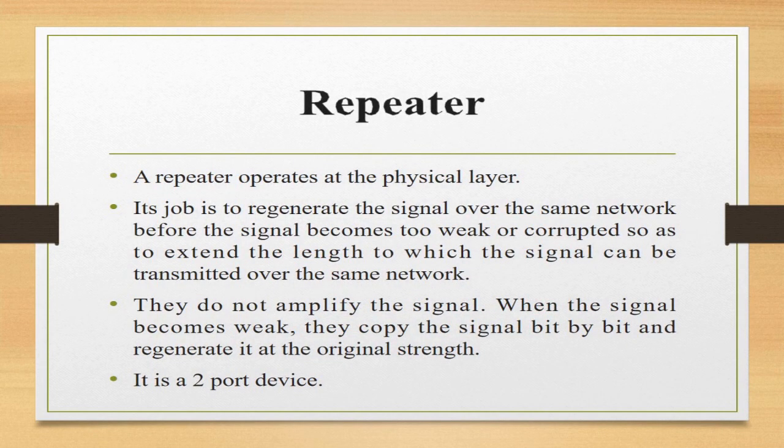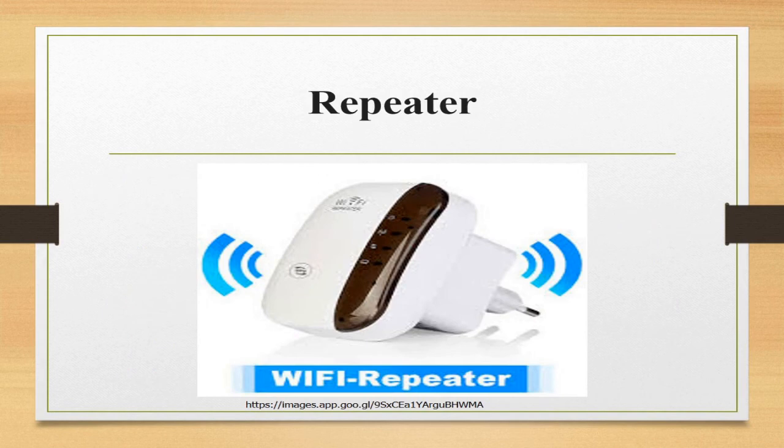Next device is a repeater. A repeater operates at the physical layer. It is a two-port device. Its job is to regenerate the signal over the same network before the signal becomes too weak or corrupted. They do not amplify the signal. When the signal becomes weak, they copy the signal bit by bit and regenerate it at the original strength.